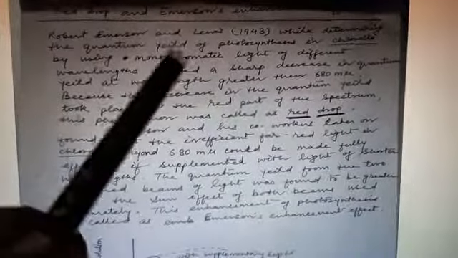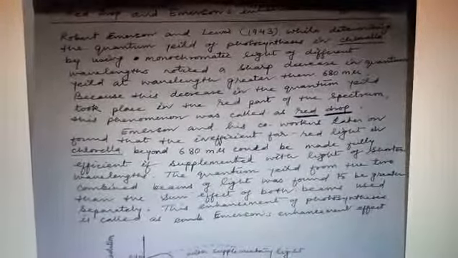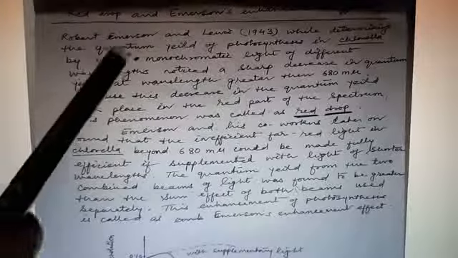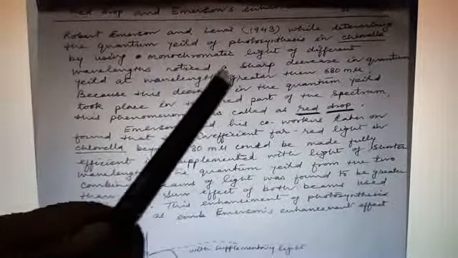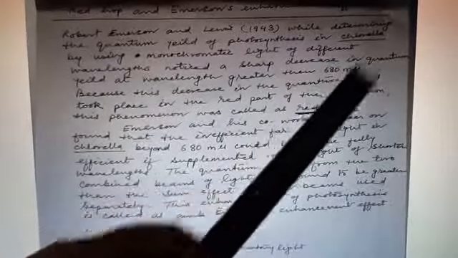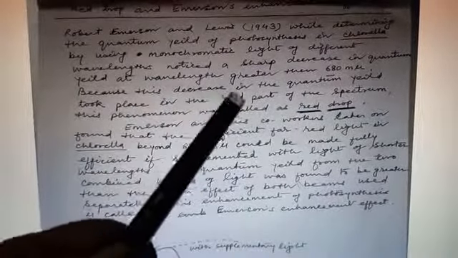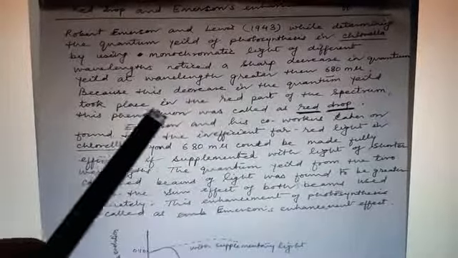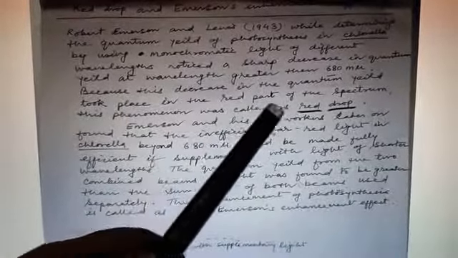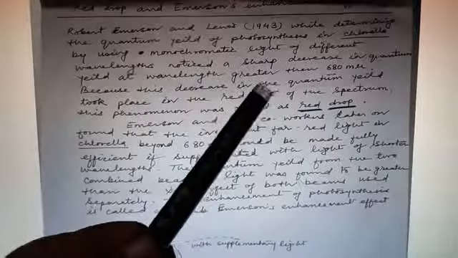Robert Emerson and Lewis, 1943, while determining the quantum yield of photosynthesis in chlorella by using monochromatic light of different wavelengths, noticed a sharp decrease in quantum yield at wavelengths greater than 680 nm. Because this decrease in the quantum yield took place in the red part of the spectrum, this phenomenon was called the red drop effect.